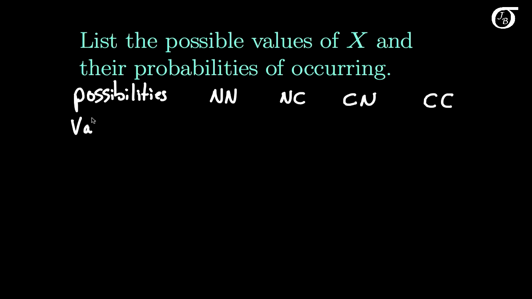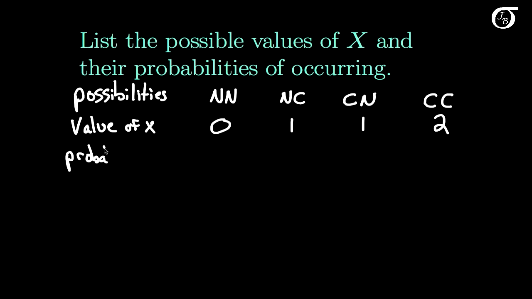Now, the value of X, the value a random variable takes on in these spots, well, if you recall, X was the number of people that are under correctional supervision. So here it takes on the value 0. Here it would take on the value 1. Here it would take on the value 1. And here it would take on the value 2. Now let's list the probabilities here.